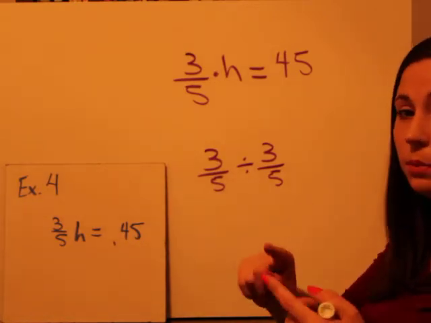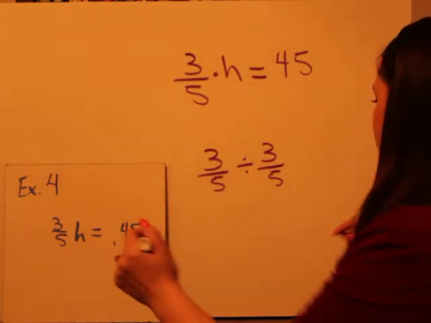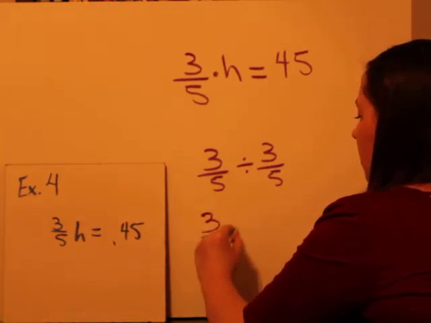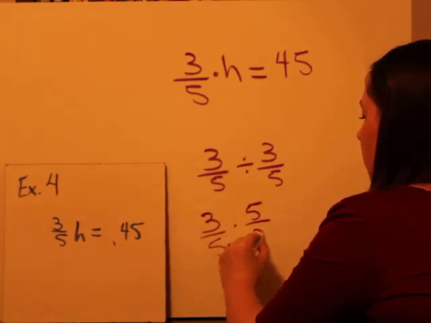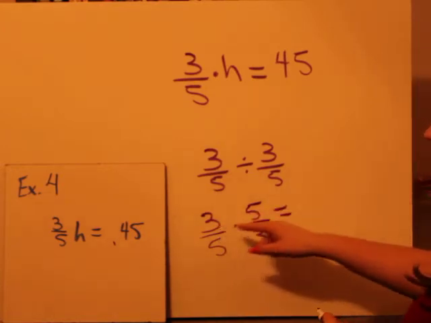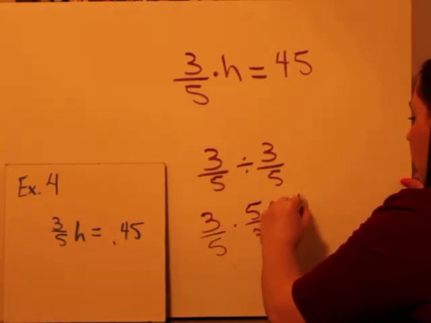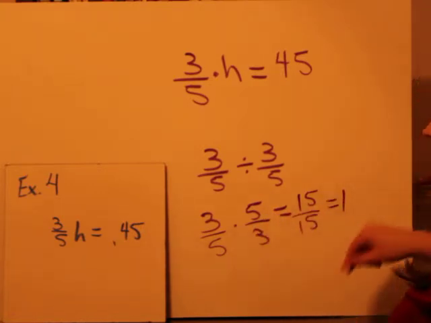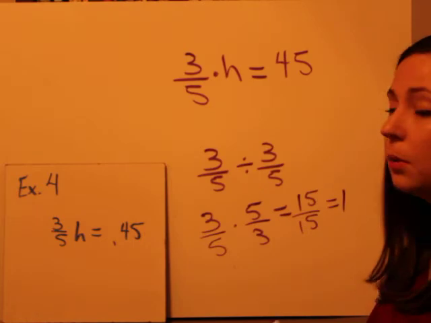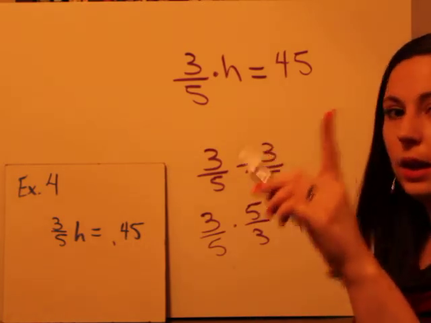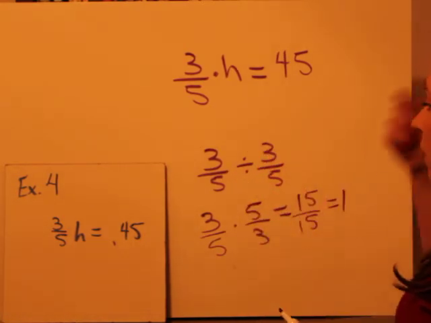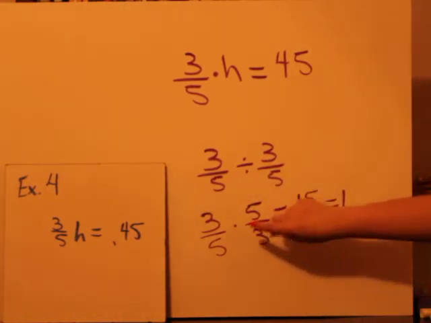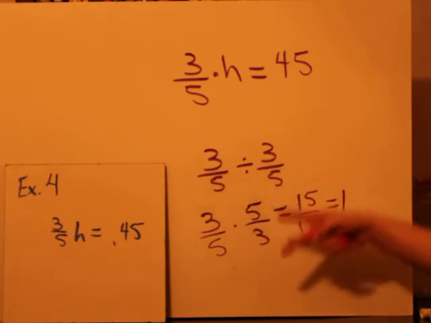Now remember, if we divide by 3/5, remember how we do the keep, change, flip? Well, here we go. 3/5 times 5/3. Because when you multiply this across, you get 15 over 15, which is 1, which is what we want to have in front of our variable. We only want it to be 1h. So we're going to remember, when we're dividing by a fraction, you're actually going to multiply by its reciprocal.